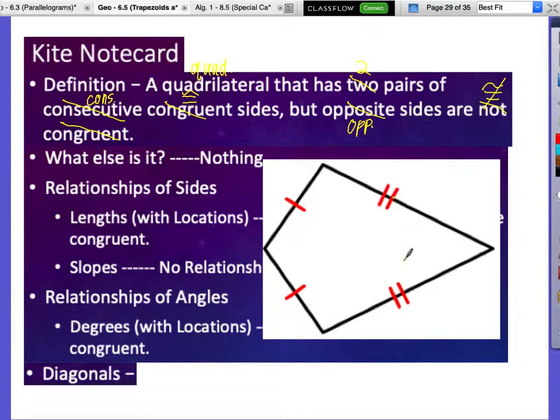What's supplementary mean? Yeah, the sides don't have an angle measure, right? Okay. Questions on this definition?